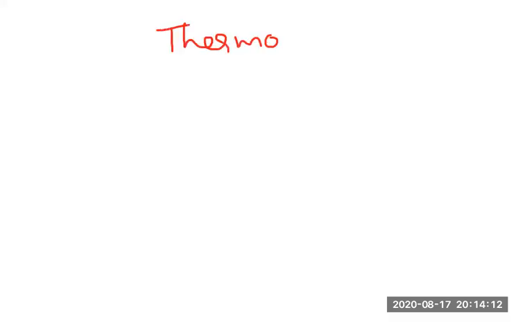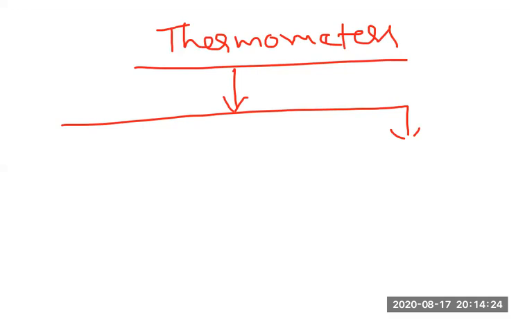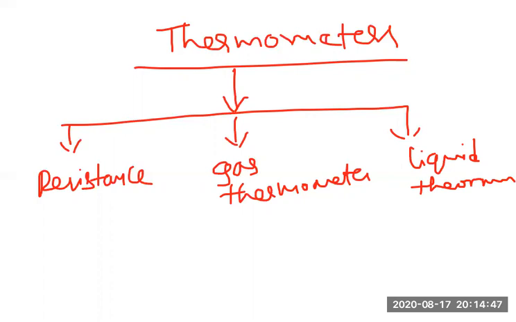Thermometers. We classify them into mainly three important categories. One is the resistance thermometer. The other one is the gas thermometer. And one more is the liquid thermometer. There are other thermometers also, but first we are going to discuss these: resistance, gas, and liquid thermometers.